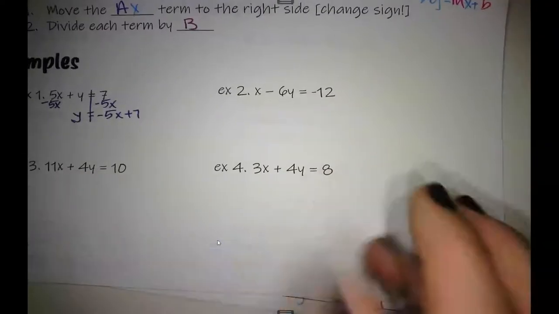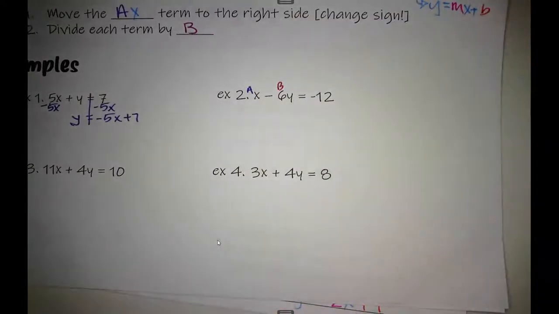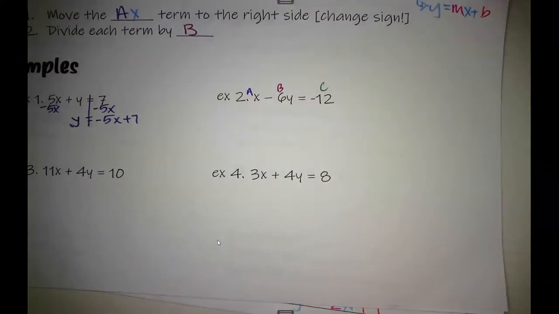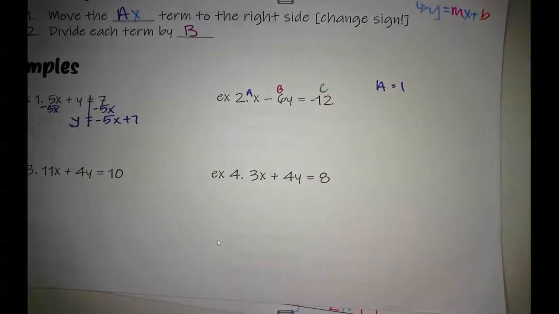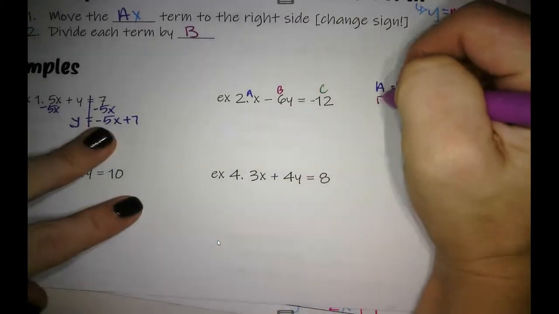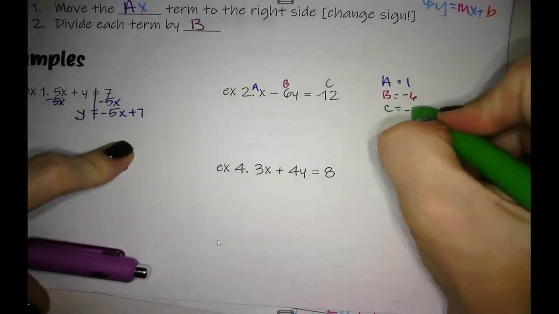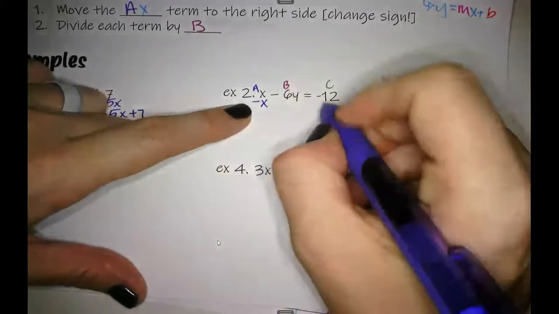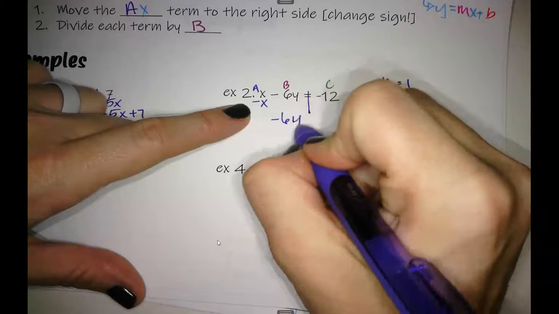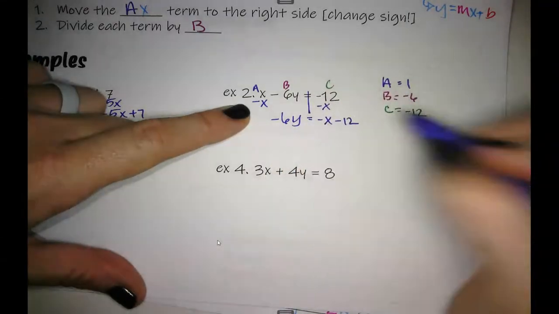Okay, let's do that again. And I should have done this before. I'm going to label a, and this one is b, and this one is c. So I actually want to, out to the side, a here is 1. When there's not a number, it's an understood 1. B here is negative 6, and c is negative 12. All right, so I'm moving this x, so I'm subtracting x because it's a positive, and I'm left over here with minus 6y equals minus x minus 12.